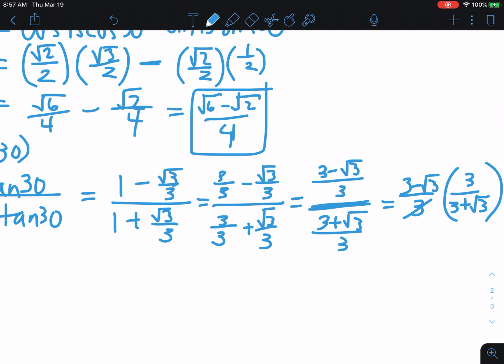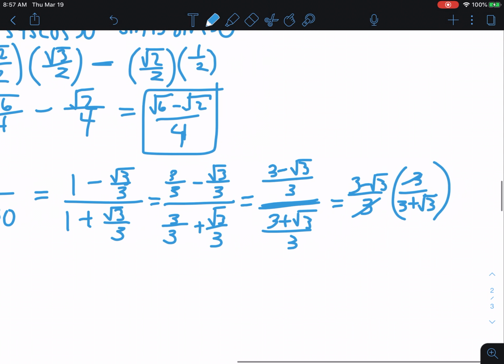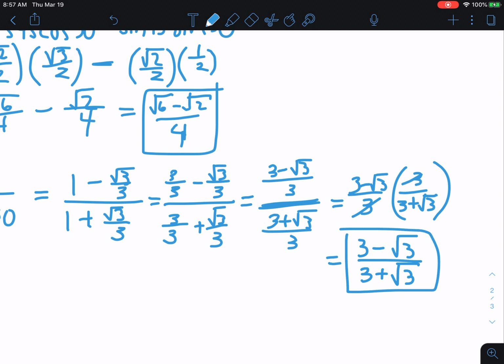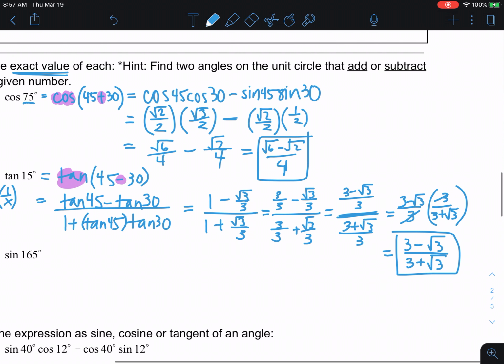And I will cross cancel those 3's, and I'm left with 3 minus root 3 all over 3 plus root 3. These are not going to cancel or simplify because they're being added and subtracted together. If they were multiplying, then we could simplify, but addition doesn't allow us to do that. So that is going to be our final solution for the tangent problem. And I'm going to switch over to a different color here.